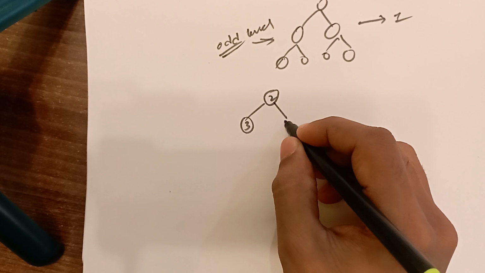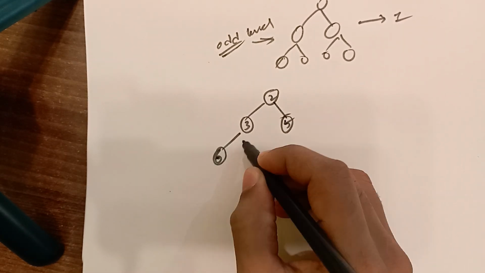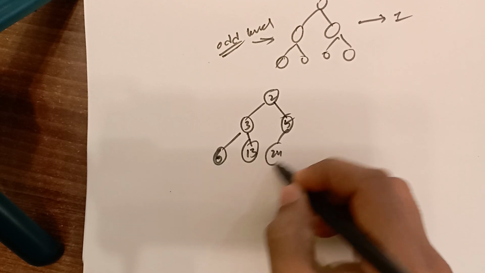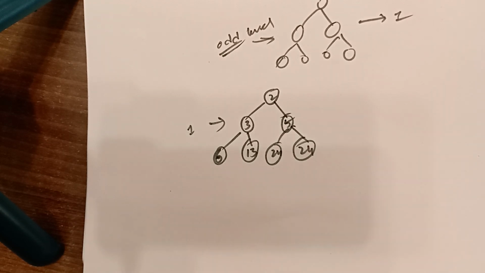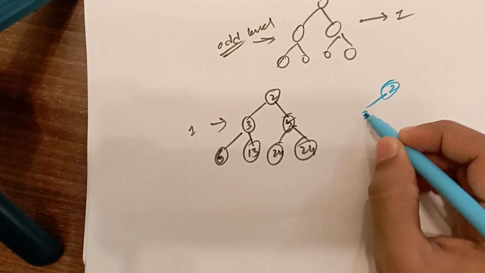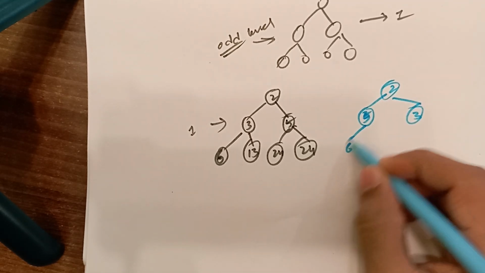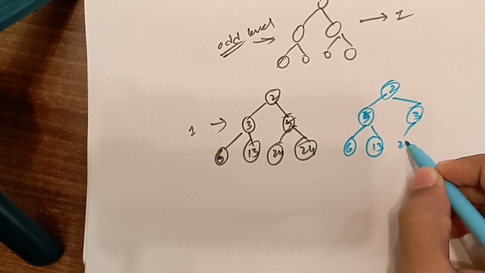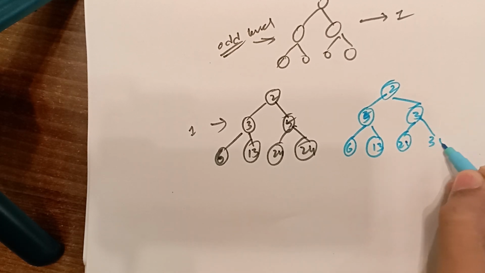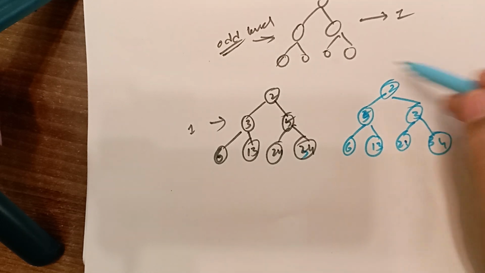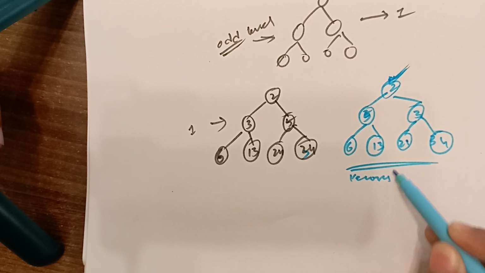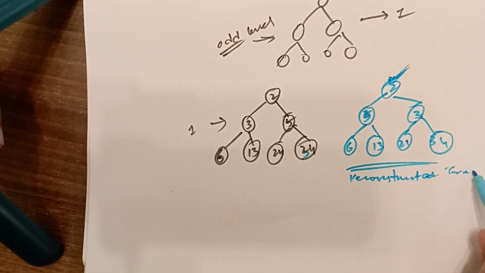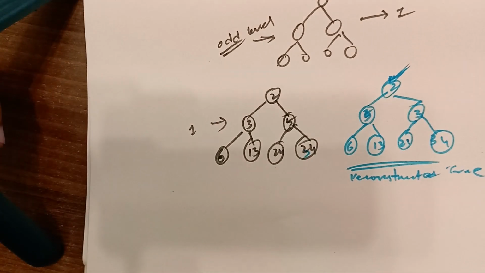2, 3, 5, 6, 13, 21, and 24. This is the odd level, this is level 1. Now we will be reversing that. 5, here 3, and 6, 13, 20, 21, 34. Sorry, here it is 34. Now we need to return the root node of this reconstructed tree. This is quite a simple problem if you know somewhat of a BFS or DFS algorithm.